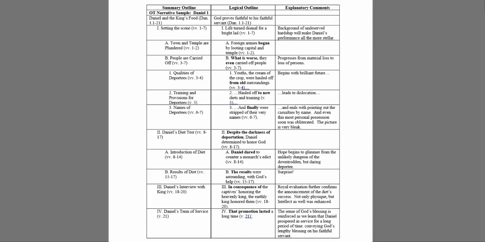Oh, about the full sentences, look at subpoint 1b, and under that, further subordinated 1, 2, and 3. Do you notice the ellipses? Let's read it. Subpoint 1. Youths, the cream of the crop, were hauled off from old surroundings, hauled off to new diets and training, and finally were stripped of their very names.